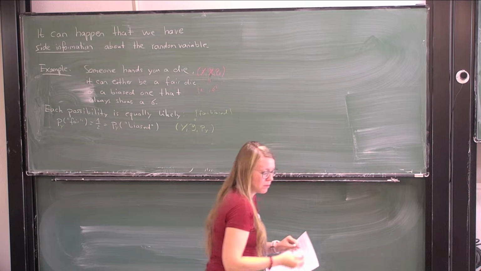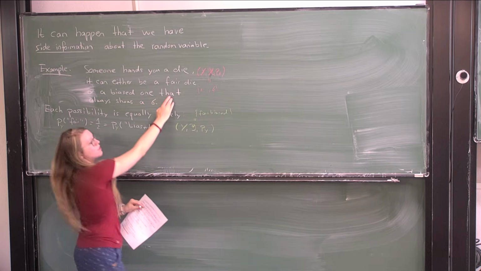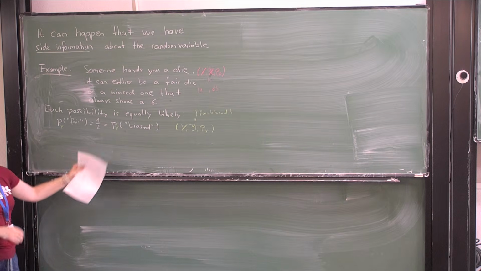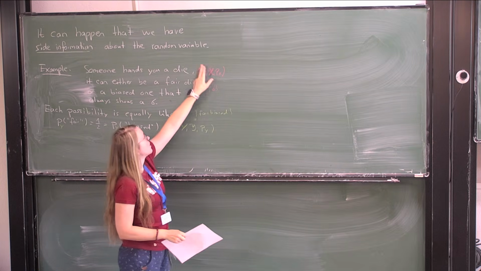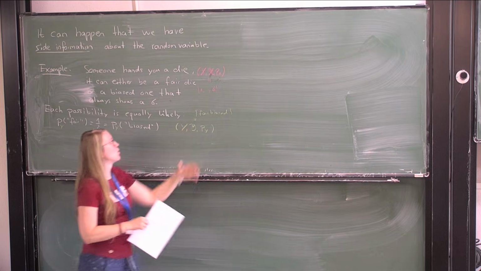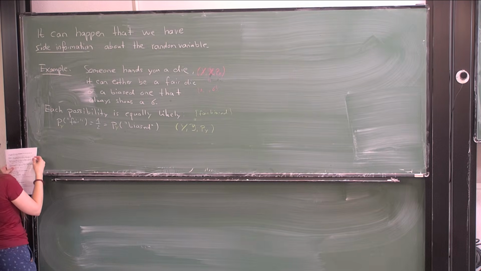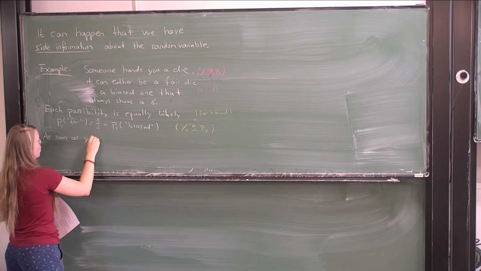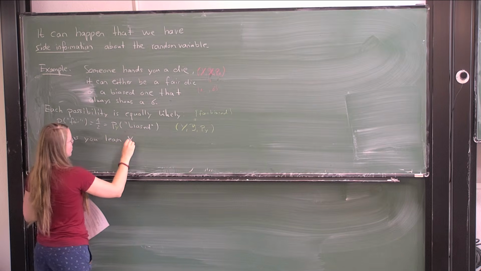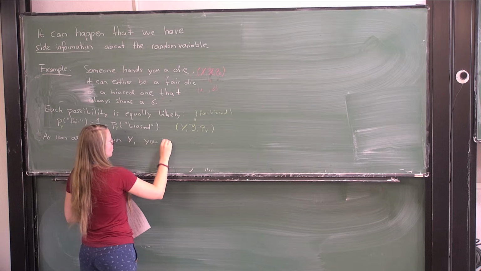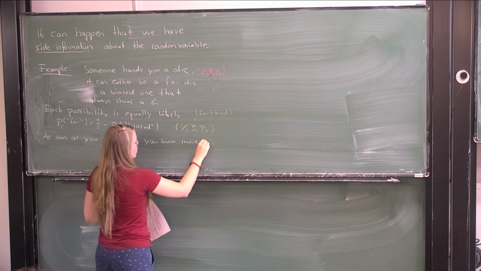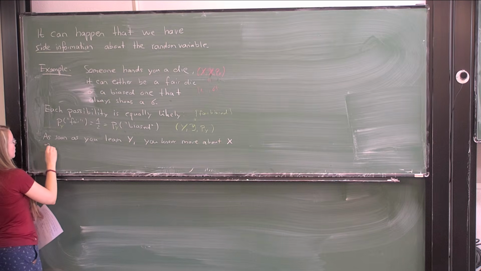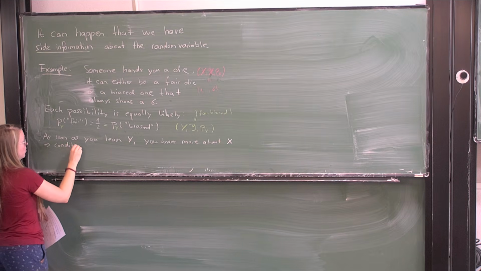Now we have two random variables, one that describes the object we're interested in, and one that describes some side information that we have. Now as soon as you learn the side information, you have more information about the actual object you want to describe. So, as you learn Y, you know more about X, so you get these conditional probabilities.